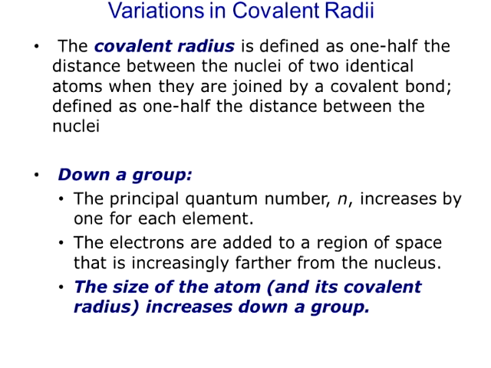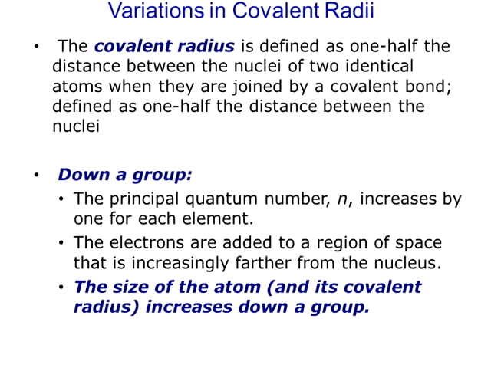So the covalent radii is defined as 1/2 the distance between nuclei of two identical atoms when they are joined by a covalent bond. Defined as 1/2 the distance between the nuclei. So be aware of that. You know what a radius is, or radii in geometry, it is the same thing. Down a group, and this is what you want to remember. These principles are important to memorize. You will, in most freshman chemistry classes, be tested on these principles.